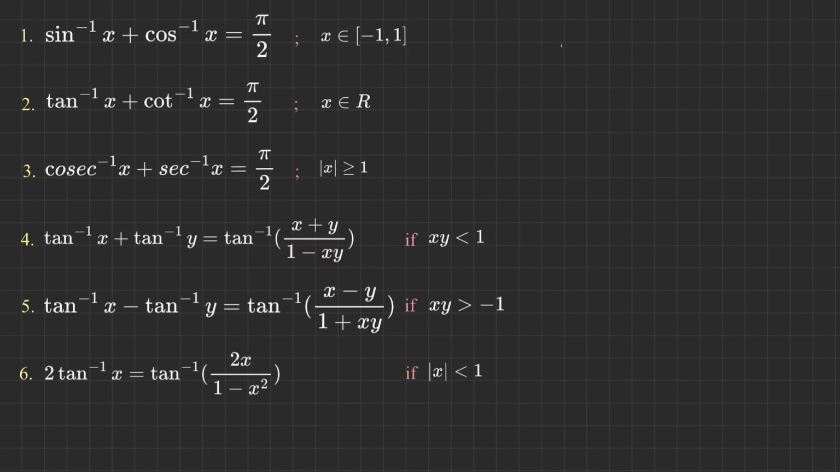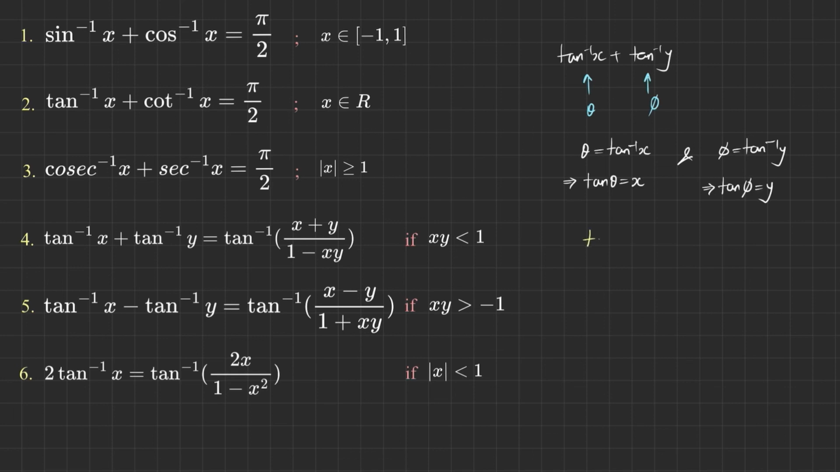Here we have tan inverse of x plus tan inverse of y. Let me consider this angle as theta and this angle as phi. Therefore theta equals tan inverse of x, which implies tan theta equals x, and phi equals tan inverse of y, which gives tan phi equals y. Now let me try to find the value of tan of theta plus phi.